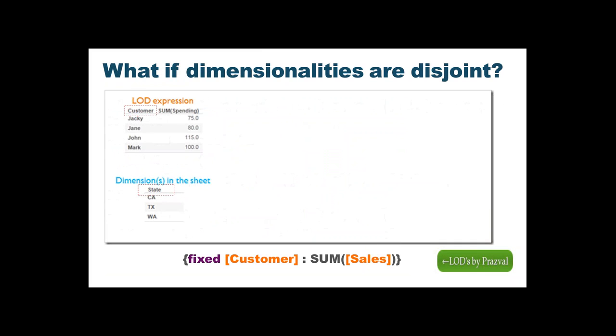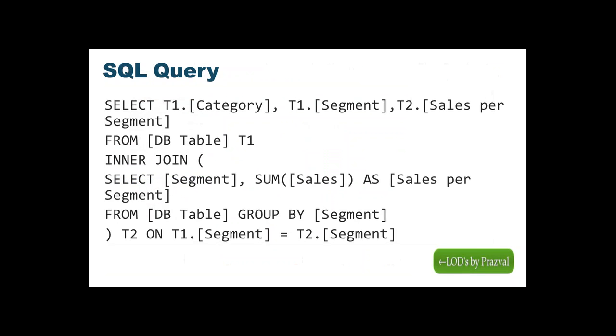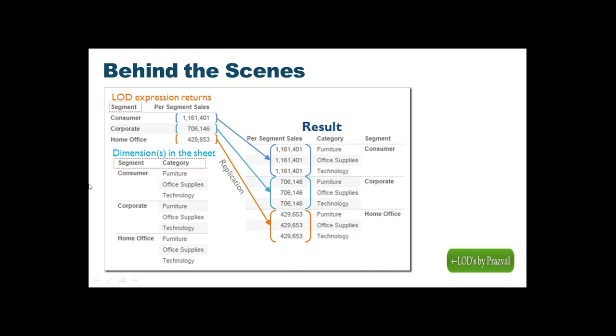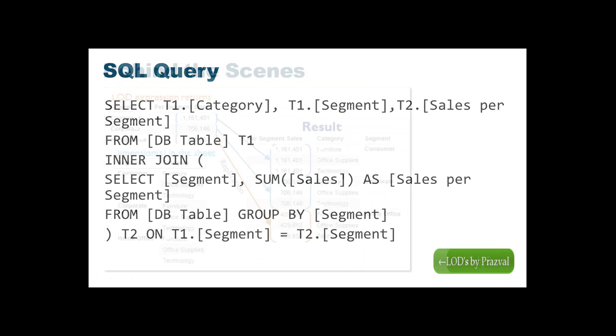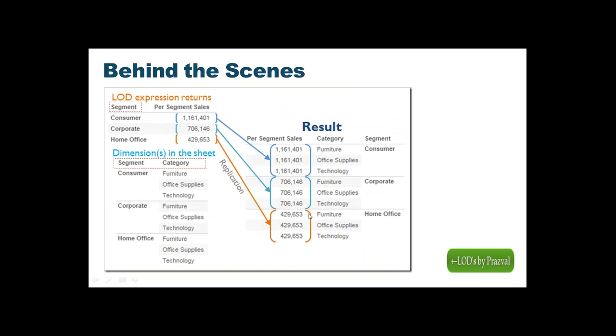So it is a SQL query. Next, one exceptional case. What will happen? So I think I have shown you this, right? See here. In my view I'm having two dimensions, segment and category, whereas my LOD is having only segment. So it is having three values. So for every segment it is going to replicate the values. Behind the scenes, LOD will calculate like this.